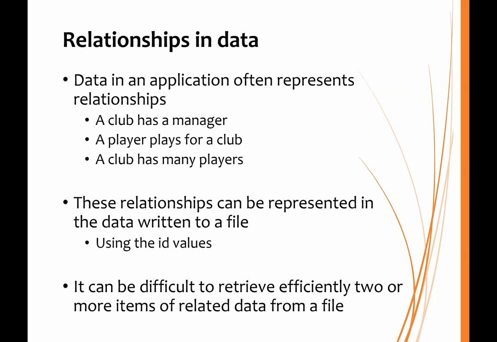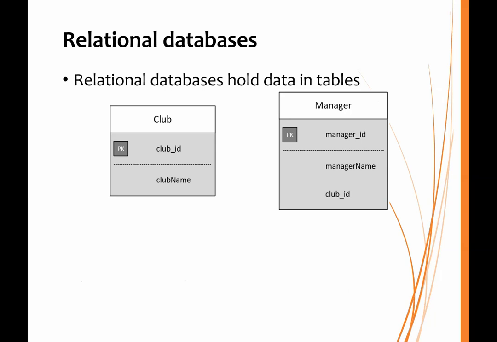These are all relationships that can be expressed in data that is written to a file, and we would typically use the ID values. It can be difficult to retrieve efficiently two or more items of data that are related to each other from a flat file. So we find that relational databases can be quite efficient and helpful.